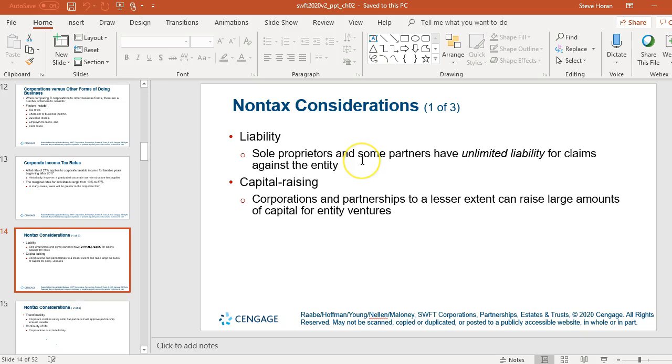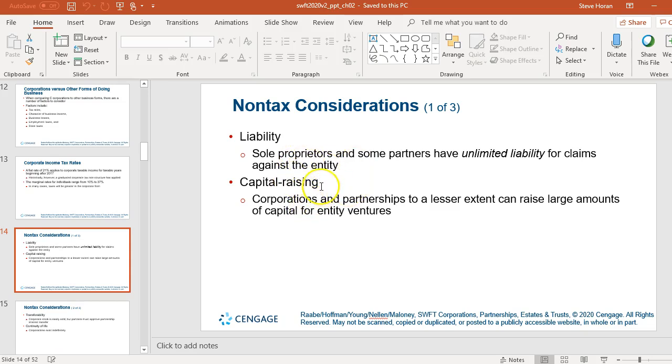Non-tax considerations, I think everybody should be fairly aware that on the liability side, sole proprietors and partners have unlimited liability, right? So if they take out debts for their business through a bank and their business cannot afford to repay those debts, the bank could go after their personal assets. If they are sued by a customer or anybody in the pursuit of doing their business, if they don't have good insurance to cover whatever claims there are, their personal assets could be liable.